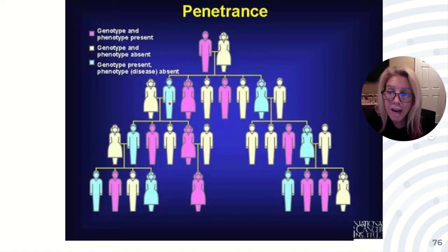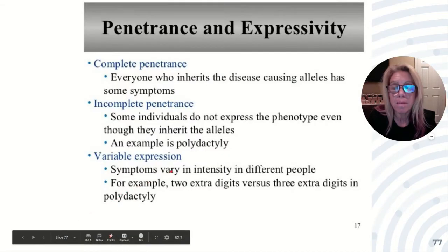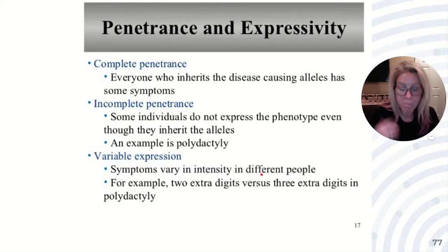If you look at this son that they had in green, the genotype is there, but the phenotype is hidden, even though it's a dominant trait. So you could have a trait that has, let's say, 80% penetrance. So even though you got the dominant gene, it's only expressed 80% of the time. An example in humans of this is polydactyly. And polydactyly is when you have multiple digits.